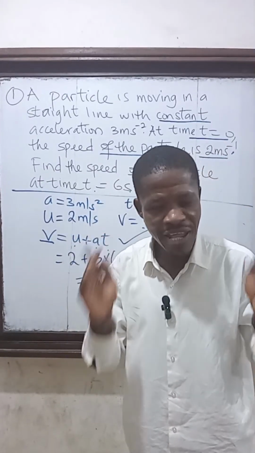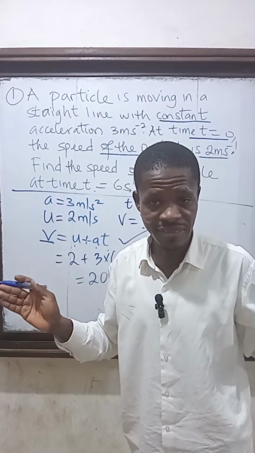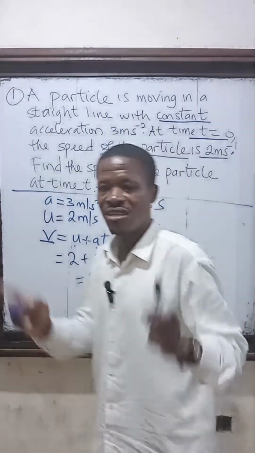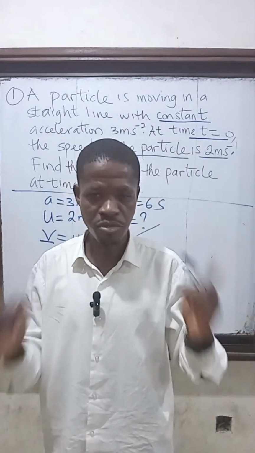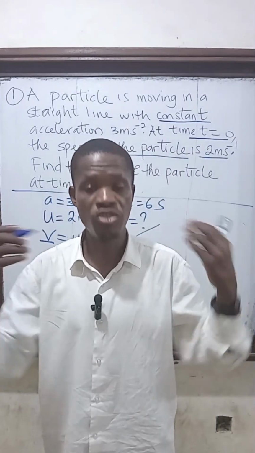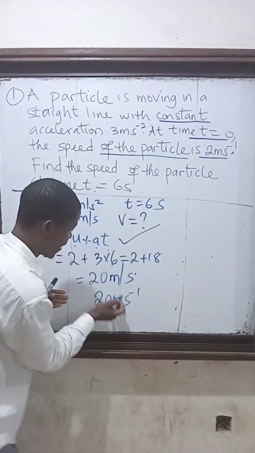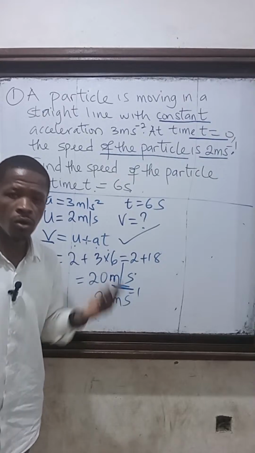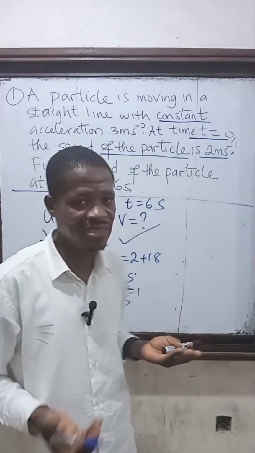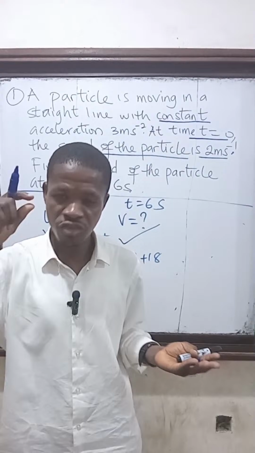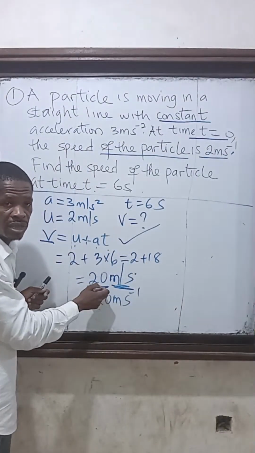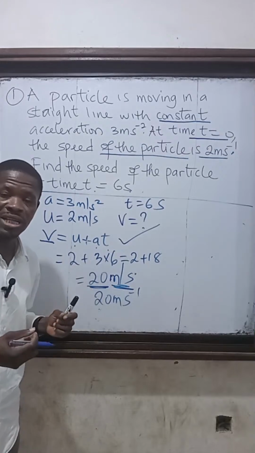Unit is very crucial in physics. If you leave it as 20, we'll mark it wrong for you. Unit is very, very important. You must indicate the units, because if you don't put the unit there, we will not know what the 20 stands for. This is physics. The unit must accompany the value.